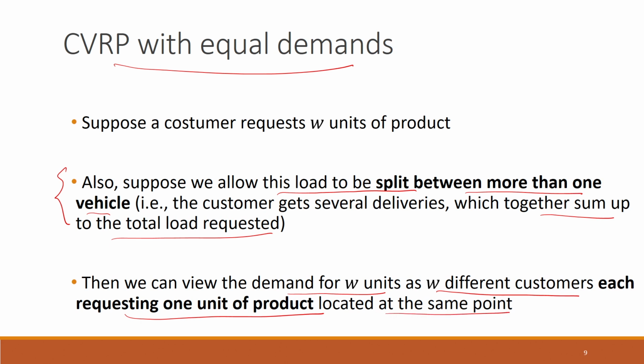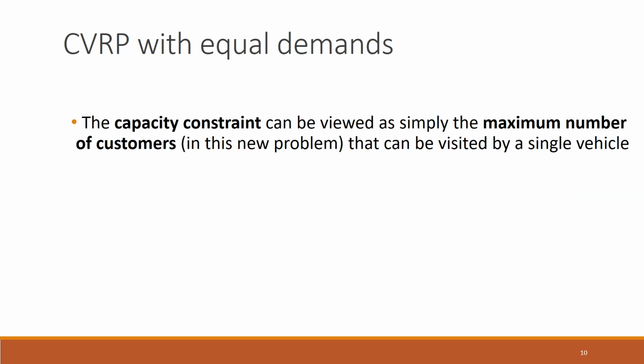So we are saying that since everyone is fine with getting these products in the form of multiple deliveries, if a person is asking for 10 units of a particular product, we can assume that there are actually 10 customers there and each of them is asking for 1 unit of that product. Okay, but all of them are located at the same point or location. So the capacity constraint can be viewed simply as the maximum number of customers in this new problem that can be visited by a single vehicle.